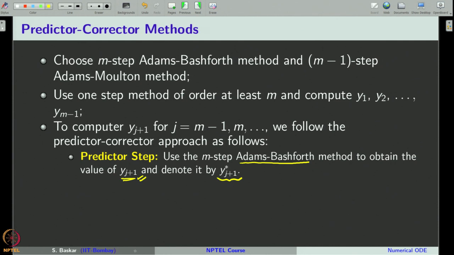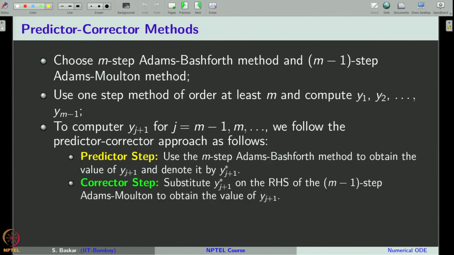Once you have the predicted value of y_{j+1}, you plug that into the right hand side of the Adams-Moulton method. Remember, the Adams-Moulton method is an implicit method. Therefore, you have a y_{j+1} term on the right hand side also. So, substitute this predicted value on the right hand side of the Adams-Moulton method and get y_{j+1}. That is the corrector step in our predictor-corrector method. So, this is the procedure you have to follow for the predictor-corrector method.